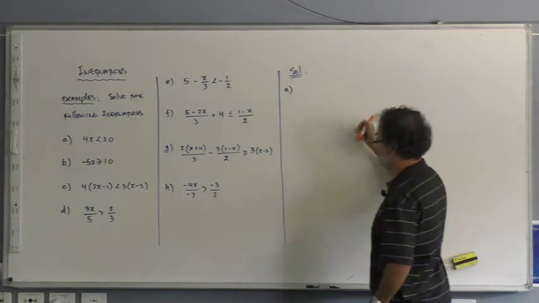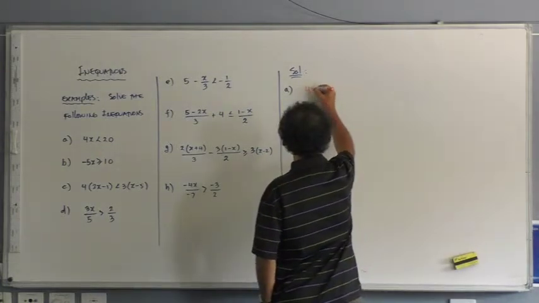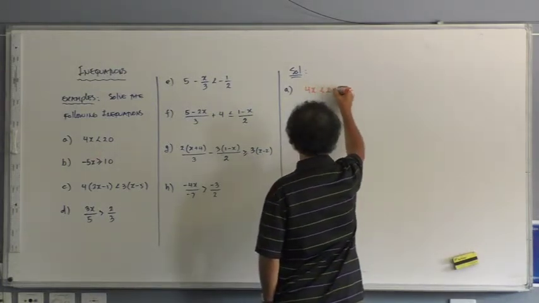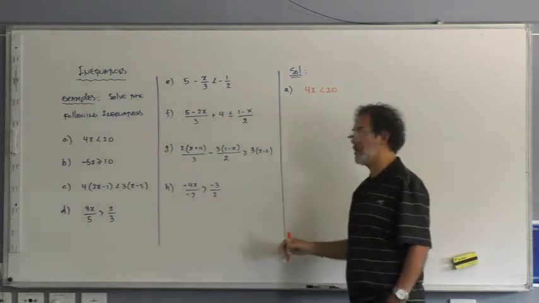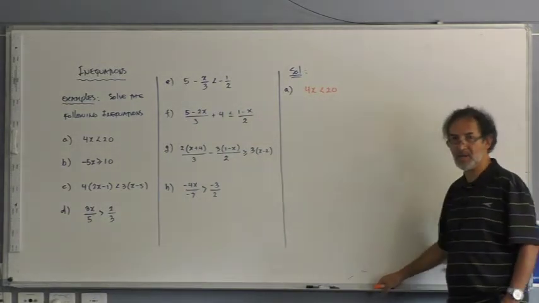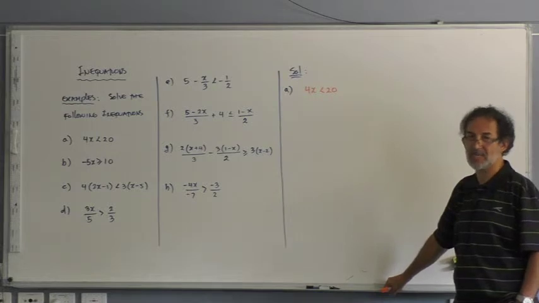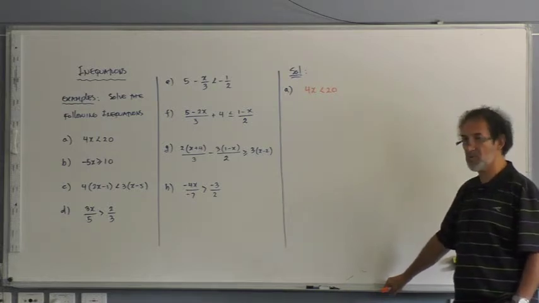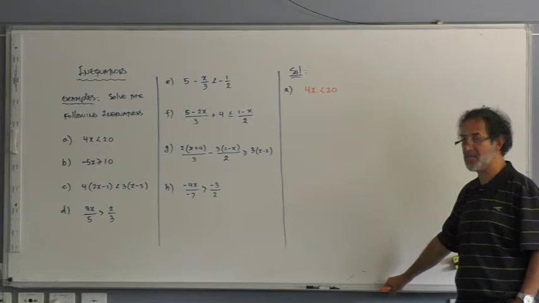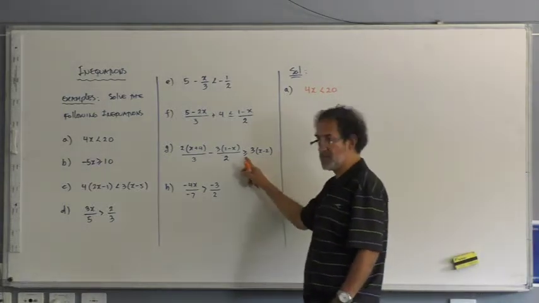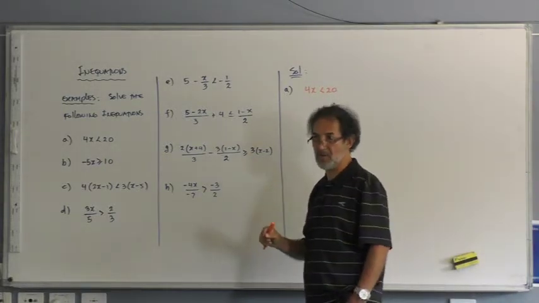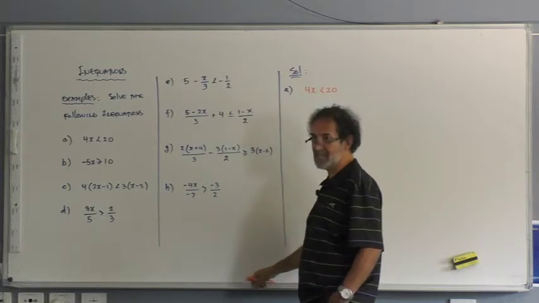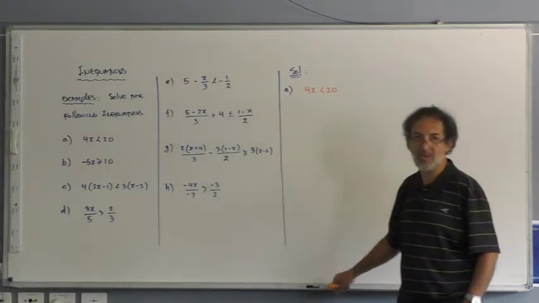All right, so first one. We have 4x is less than 20. Believe it or not, you treat inequalities in the same way as you treat equations. That's all it is. But you have to be careful, because from the moment that you multiply or divide by a negative number, you have to switch this sign around. That's all you have to be aware of. All the rest is exactly the same as when doing equations.